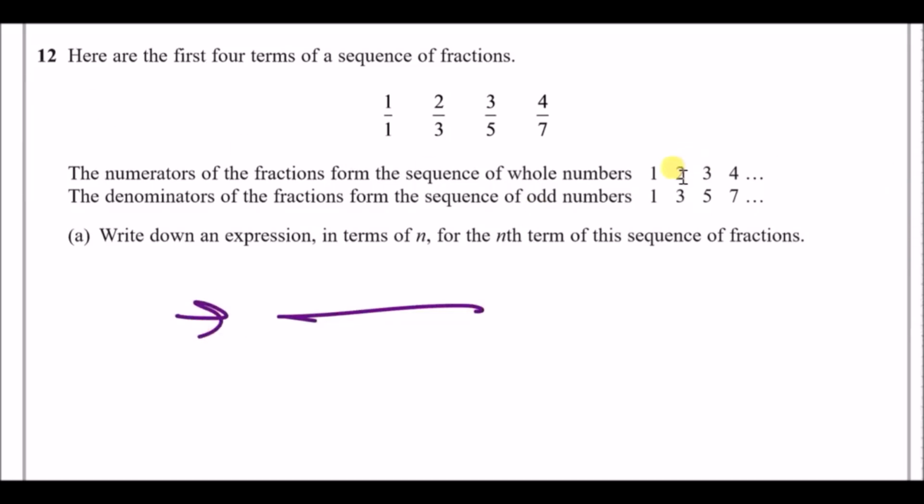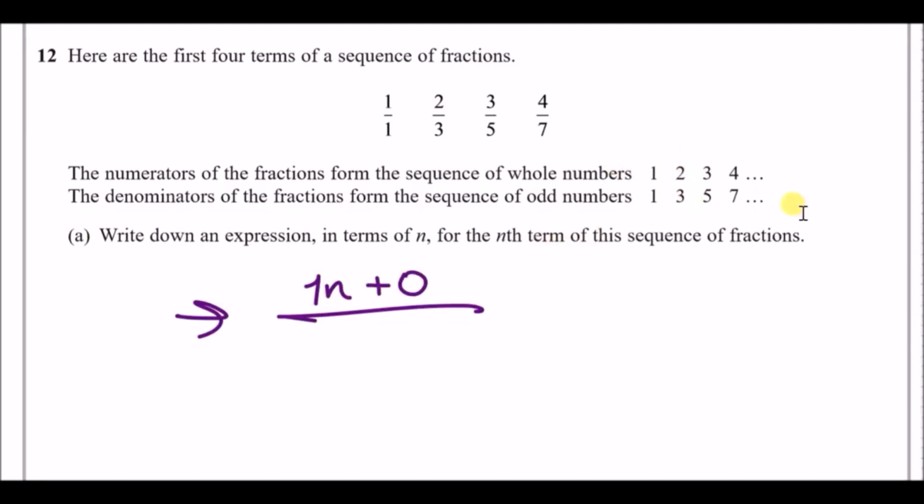We ask ourselves firstly, what's it going up in? Well, we know it's going up in 1s, and then we ask ourselves secondly, what is the term before 1? Because we need to know what the 0th term is. So if it's going up in 1s, the term before 1 must be 0, so it'll be plus 0.